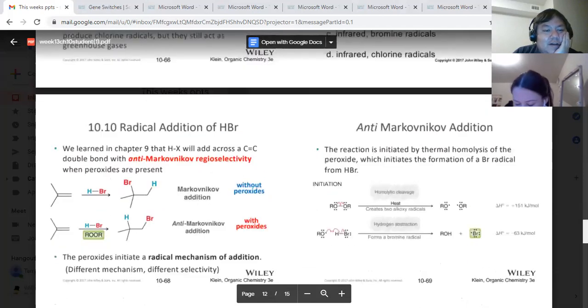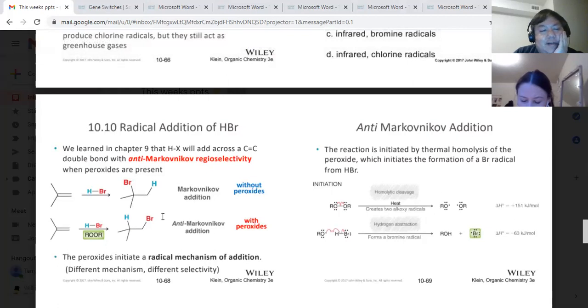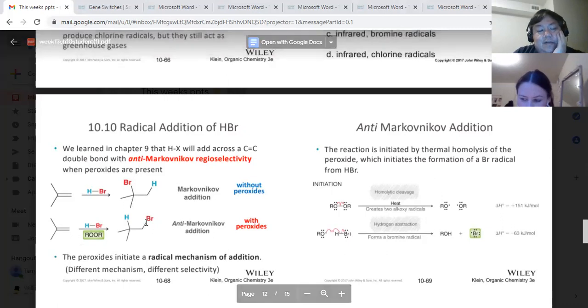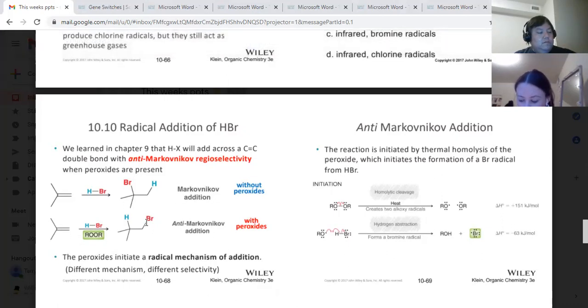This is something we also talked about here. It's the same idea of this mechanism: if we add HBr, we add the Br to the more substituted carbon, it's Markovnikov, but if we do it in the presence of a peroxide, it then becomes a radical mechanism, and then the Br gets added to the less substituted side. Make sense?